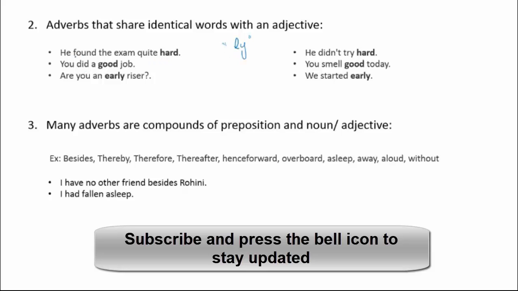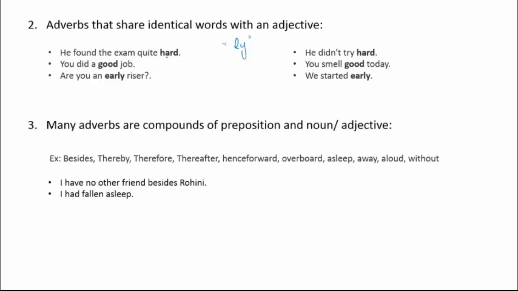For example, he found the exam quite hard. How was the exam? Now over here, hard tells us about the exam. Exam is a noun. So hard is an adjective. It tells the exam was hard. He didn't try hard. How much did he try? Try is a verb. So over here, how much did he try? Hard. That becomes an adverb. You did a good job. Over here, good is an adjective. You smell good. How do you smell? That's describing a verb. That is an adverb.